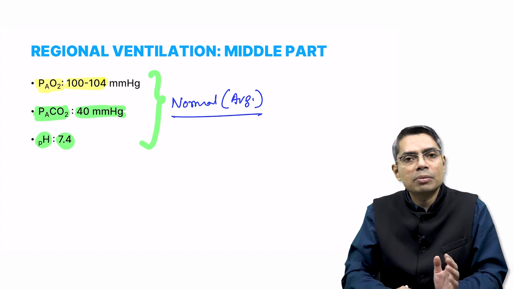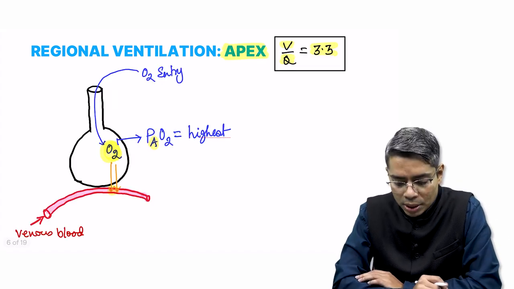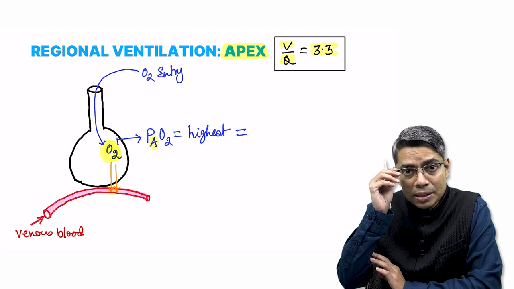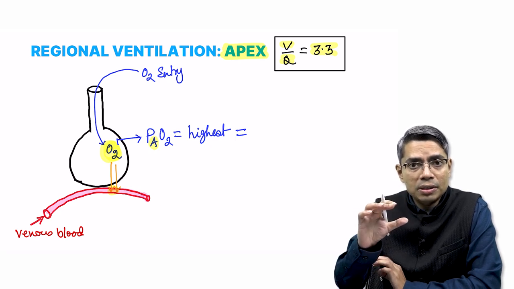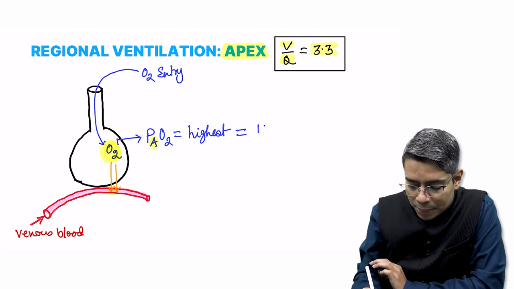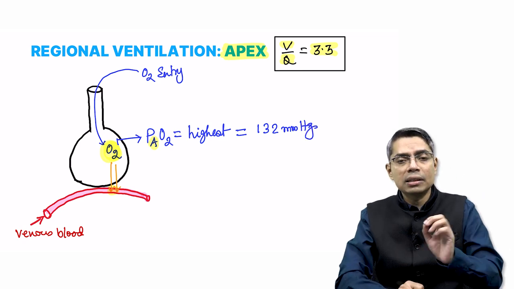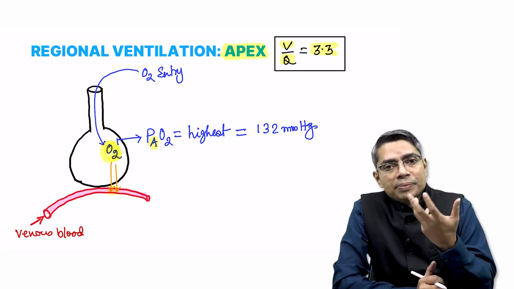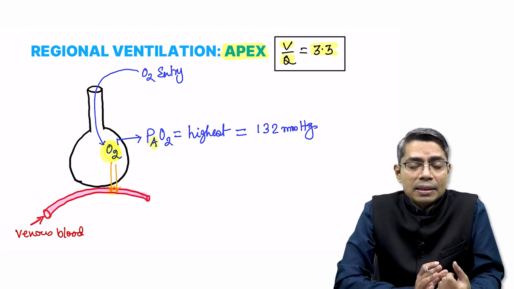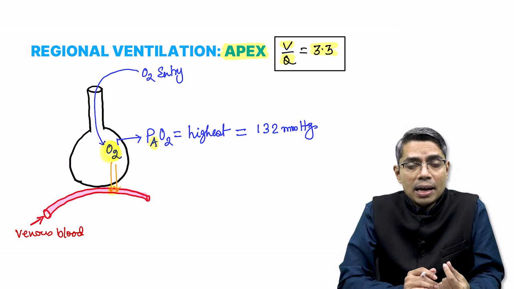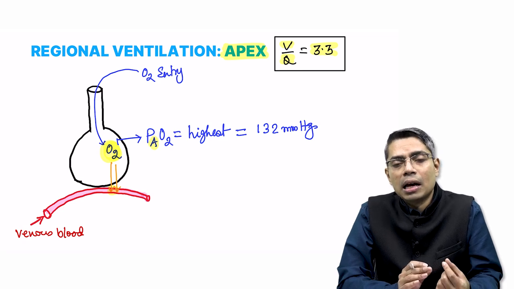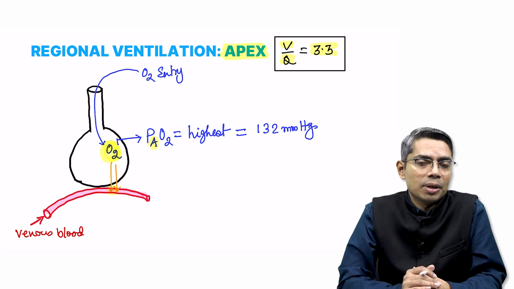Now in comparison to the middle part, if you look at the apex, I told you that in the apical alveoli the oxygen partial pressure is highest. The middle part has an oxygen partial pressure of 100 millimeter of mercury. If you look at the apical region, it has a partial pressure of oxygen which is 132 millimeter of mercury. Looking at the number, you can easily understand that in upright posture, sitting or standing, the apical alveoli has the highest oxygen tension or highest oxygen partial pressure, and how much is that? 130 millimeter of mercury.